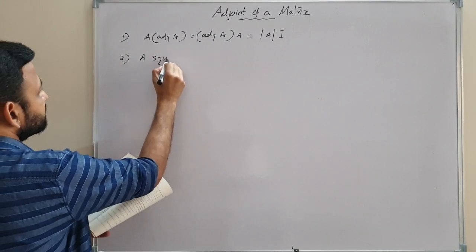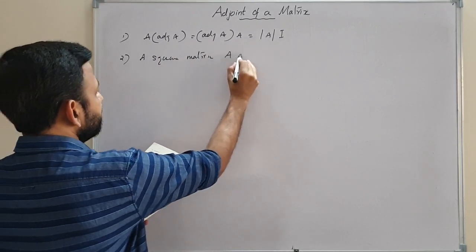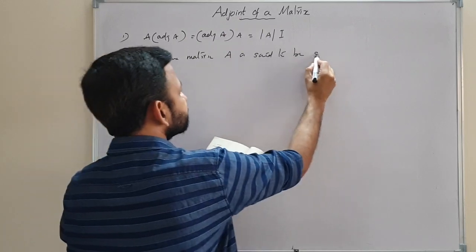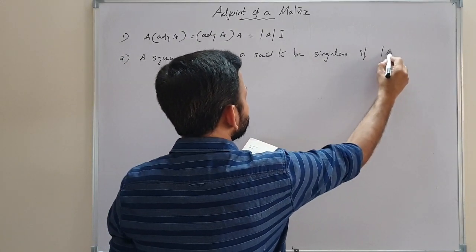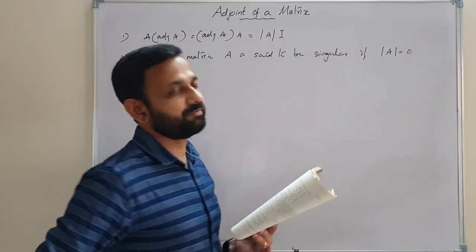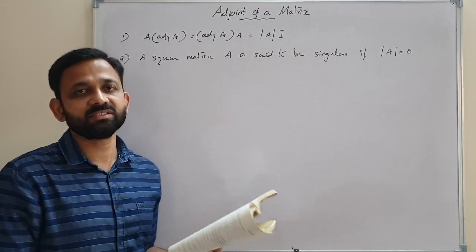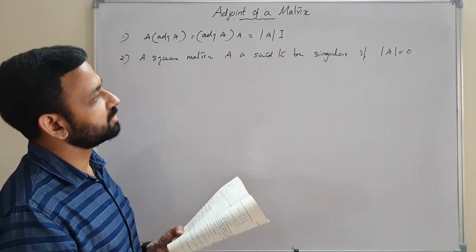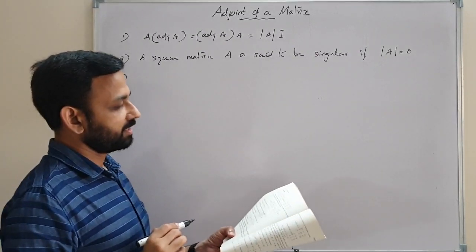A square matrix A is said to be singular if determinant A equal to 0. If determinant A equal to 0, then that matrix is a singular matrix. And if determinant A not equal to 0, that matrix is a non-singular matrix. That is the third property.